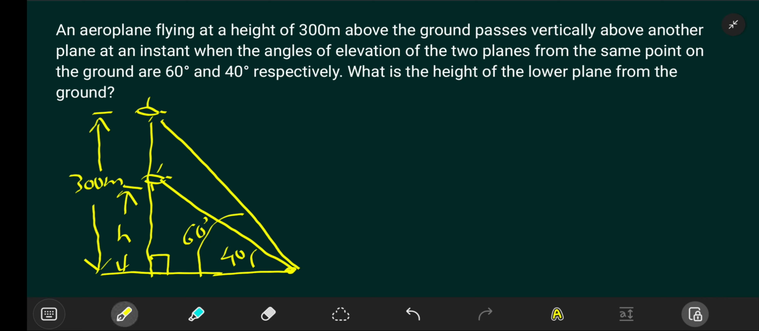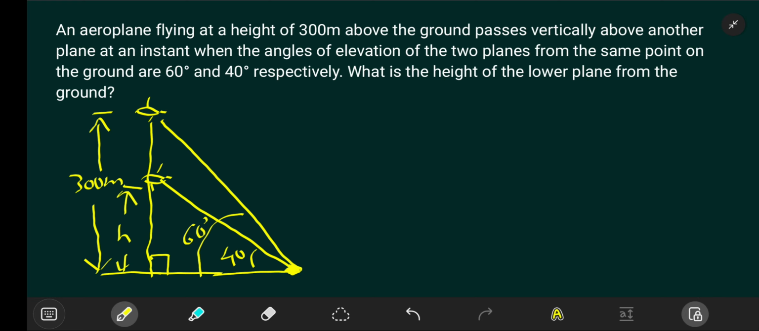Now this is the first plane flying at 300 meters, and vertically downwards the second plane is flying at a height of h. The first plane is elevating at 60 degrees angle, and the second plane is elevating at 40 degrees angle from the same point. This is the same point. Okay, this is the question.